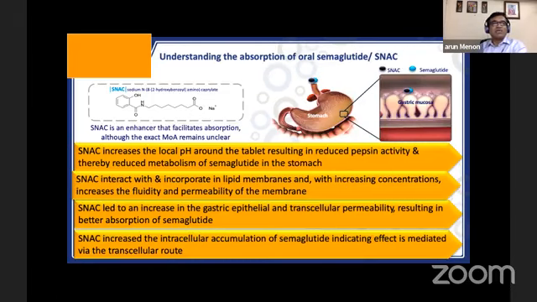So SNAC is a sodium N-hydroxy benzoyl amino caprylate. And it seems to have some action on the gut epithelium. As you can see here, I don't need to read it all out, if you can see it. So there is a local increase in pH, and then in a way it is protecting against conversion from pepsinogen to pepsin, and that way it is facilitating transcellular movement of semaglutide. That is what is touted as a mechanism.